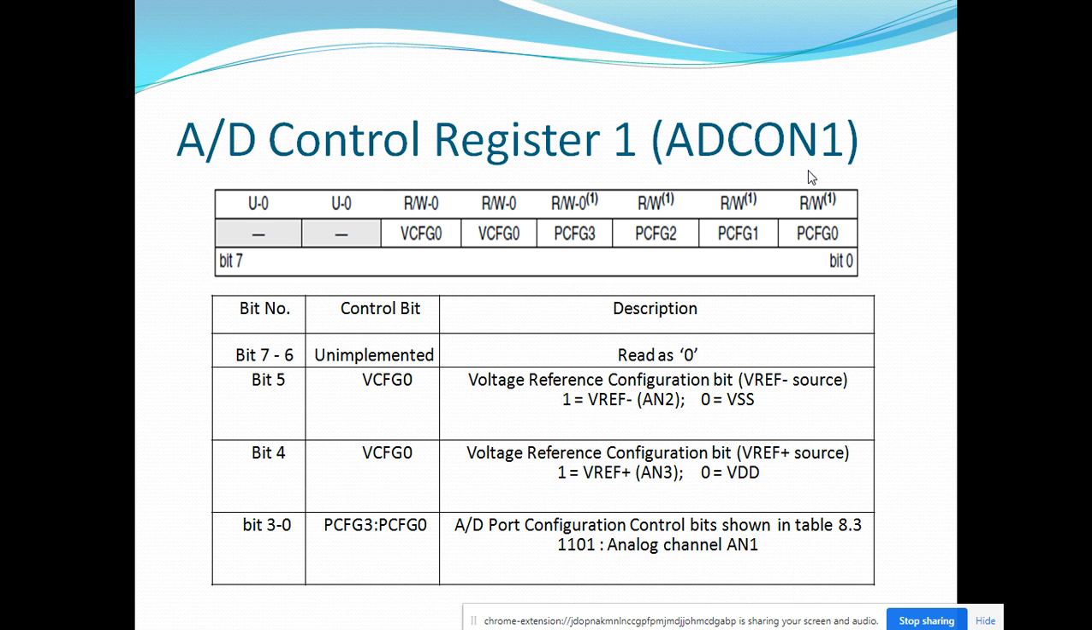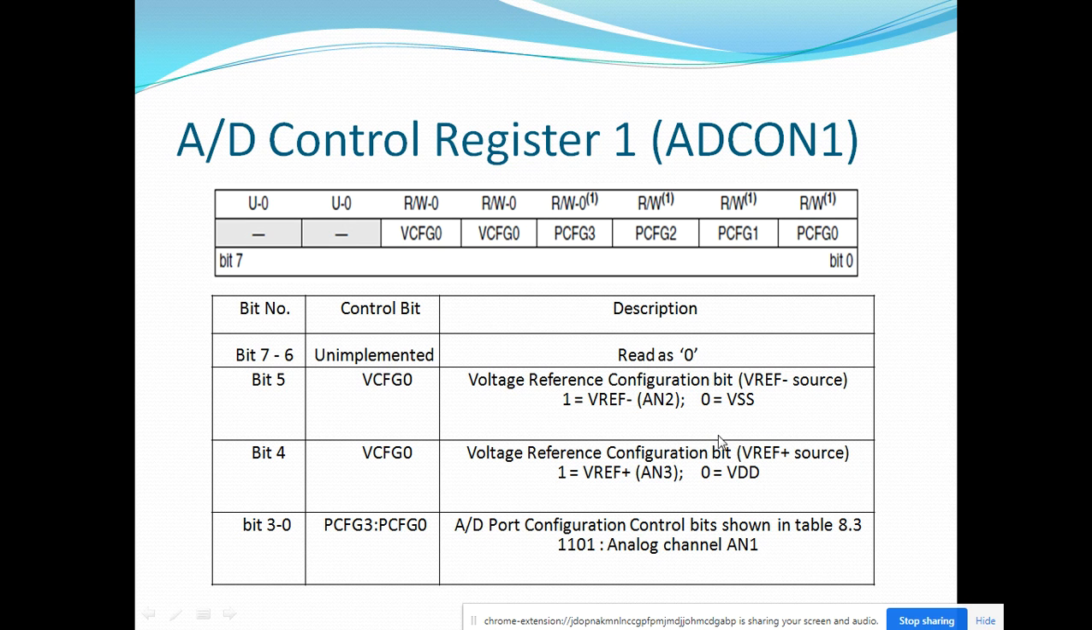Next is ADCON1. This particular register belongs to voltage reference and port configuration bits. Here you can see that for this register also 2 bits from the higher side, D7 and D6, are unused, or they are unimplemented. The remaining 6 bits, which are the lower bits, are used for selection of a particular reference voltage and configuration of port pins. Here you can see the VCFG bit, the voltage reference configuration bit, the Vref source. If I write this particular bit with value one, then Vref minus is selected. Here, if I am using a range other than 5 volts, then the negative of that particular supply is connected to Vref negative.